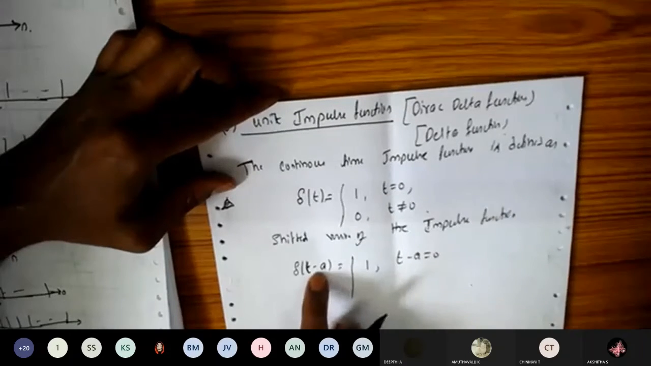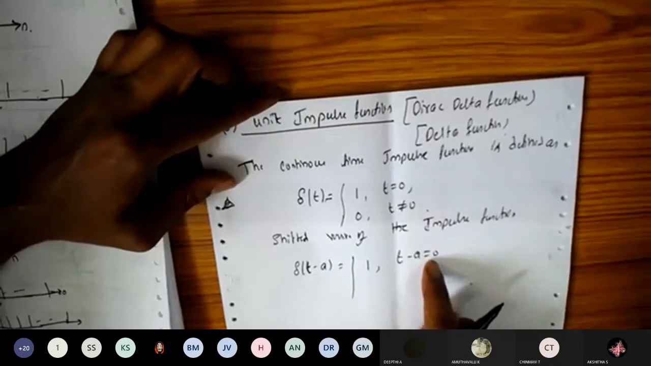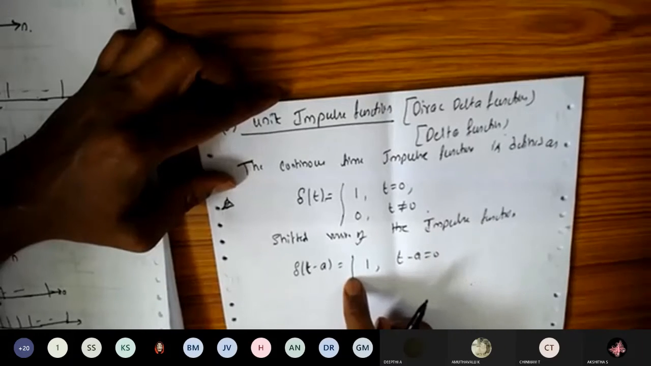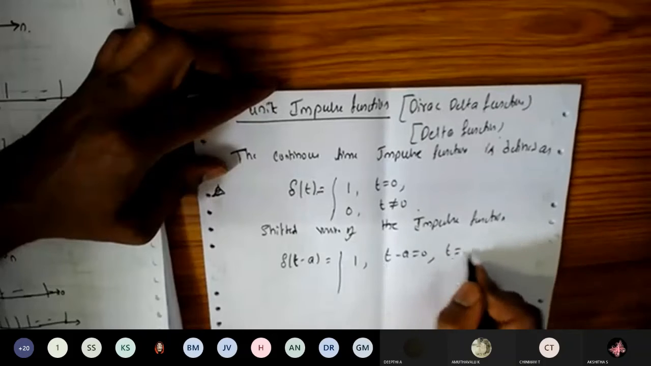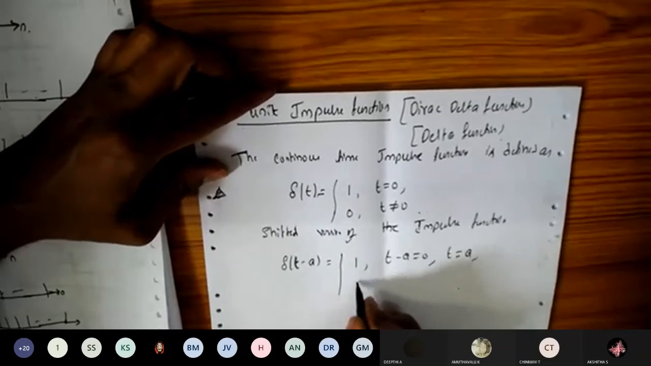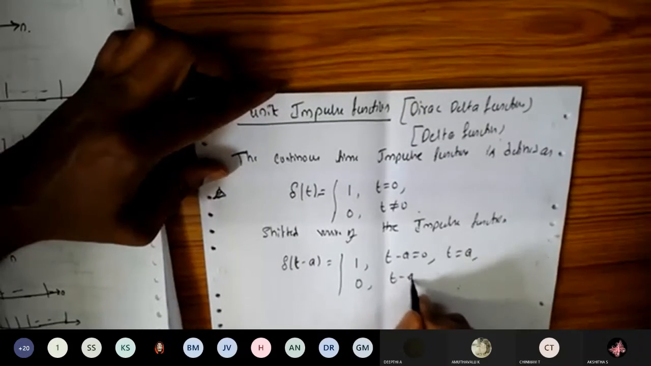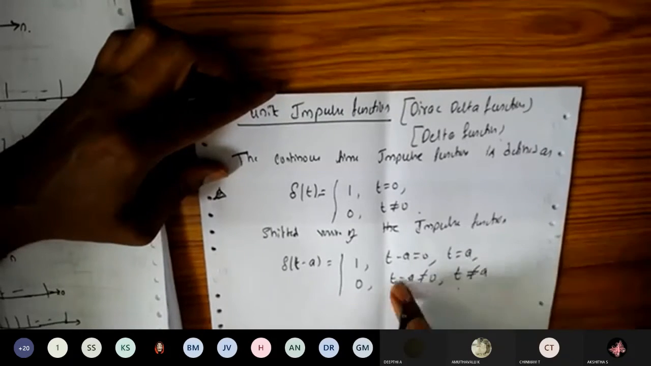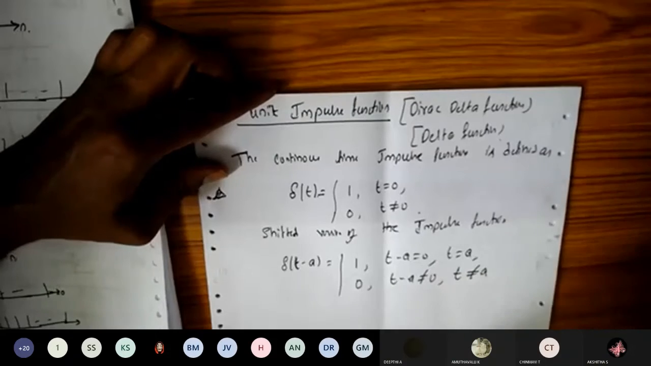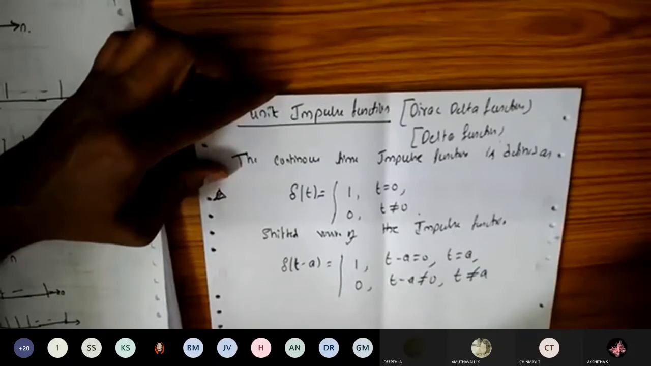So when the thing inside the braces, t minus a, is equal to 0, that is, when t is equal to a, it has the value 1, and 0 for t minus a not equal to 0, or t not equal to a. So you should remember this concept here. Done.